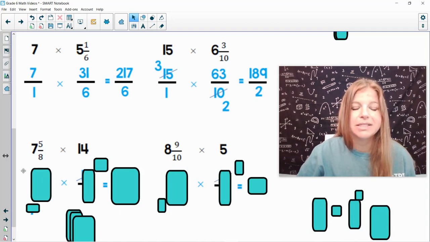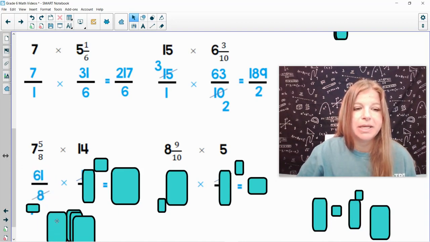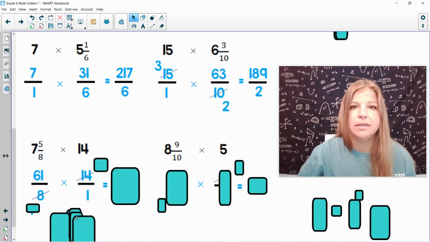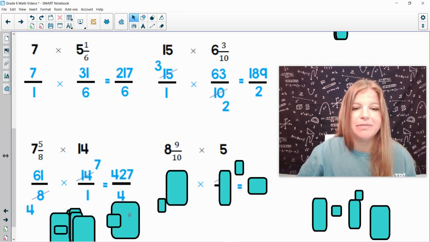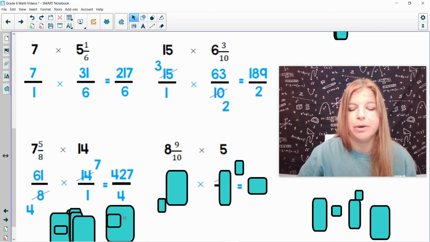Last two, 7 and 5/8 becomes 61/8. 14 is 14 over 1. 14 and 8 cross simplify by 2, which becomes 7 over 4. And my final answer, I'm left with 427 over 4.